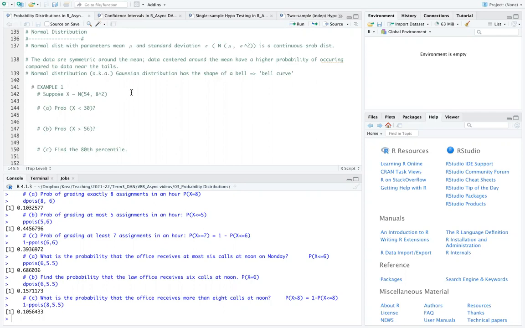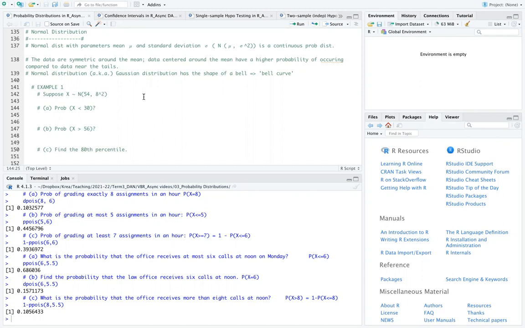So suppose we have a normal distribution. We have X normally distributed with mean 54 and variance of 8 squared, which means the standard deviation is 8. And we're asked to find the probability that X is less than 30. Now, remember that the normal distribution is a continuous distribution. So we won't be able to find exact probabilities, but rather we'll be looking for areas under the curve, specific areas from less than 30, greater than some number, between two numbers, and so on.